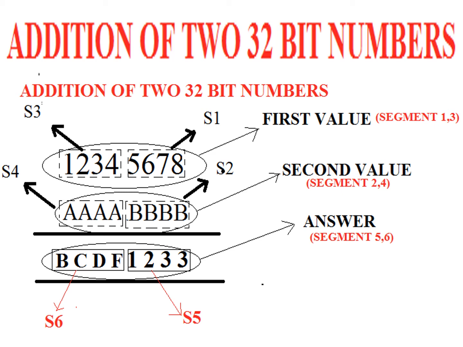So segment 1 consists of 5678. BBBB will be there in S2. Then segment 3 consists of 1234, and segment 4 consists of AA. So the answer of this addition of 1234 and AA will be stored in S6.